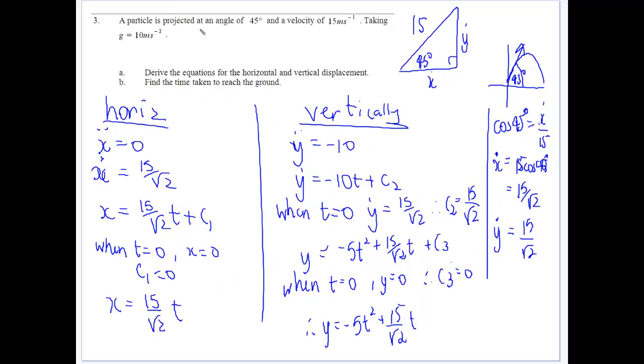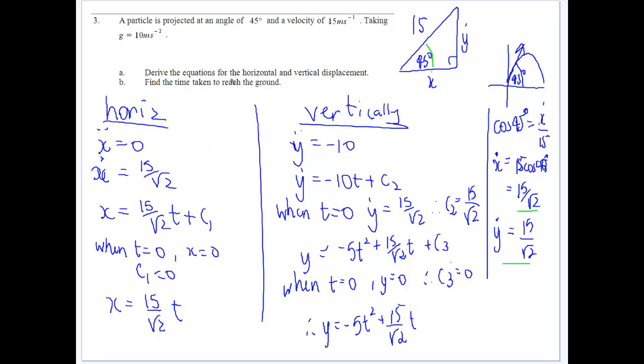Third problem. A particle is projected at 45 degrees with a velocity of 15. That'll allow us to get our vertical and horizontal positions, because cos 45 is x dot on 15, so x dot would be 15 cos 45, or 15 on root 2. Because it's 45 degrees and it's right angled, they must be exactly the same. So y dot, or the vertical velocity, is 15 on root 2.